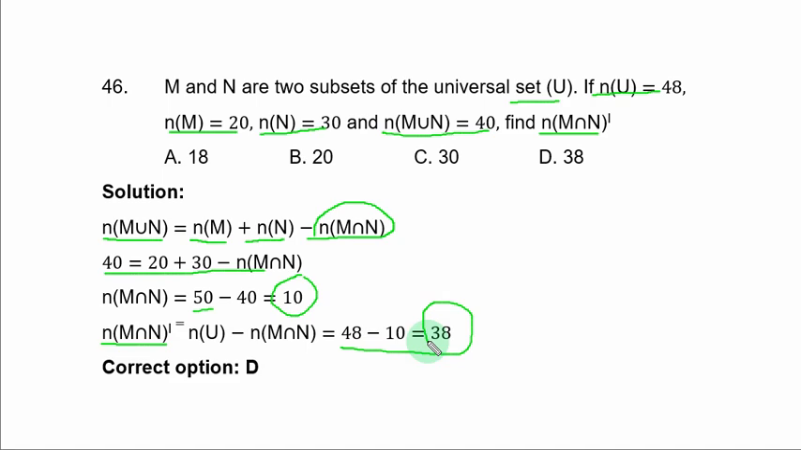Now, in other words, the complement simply means the elements that are not in the intersection of M and N, that are not present in both sets. So you subtract the intersection of the two sets from the universal set. That gives the complement of the intersection of M and N.